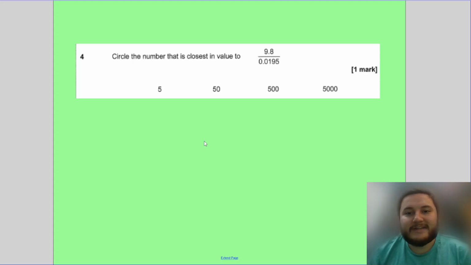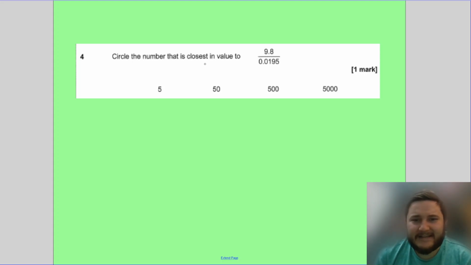Circle the number that is closest in value to 9.8 divided by 0.0195. Now, this is a classic example at a non-calculator where a lot of students would try and work this out exactly when there's actually no real need, because all this question is really saying is estimate the value of that, and it should be around about either 550, 500 or 5,000.